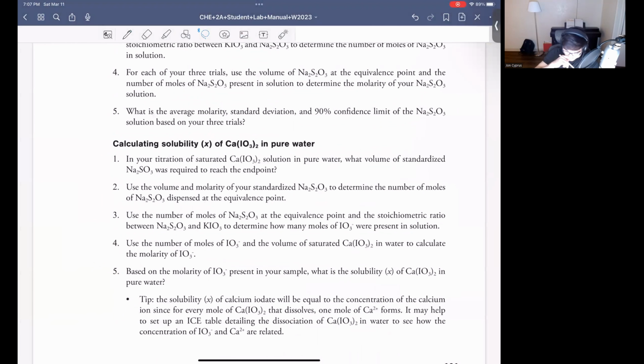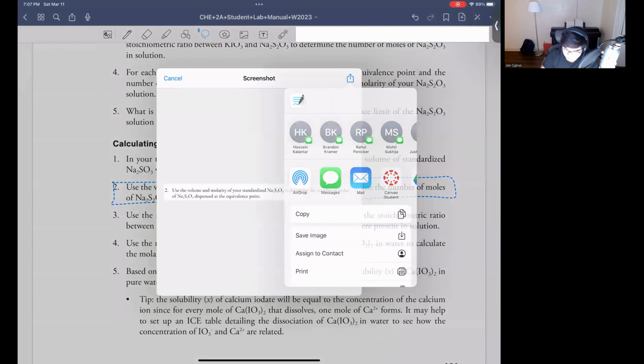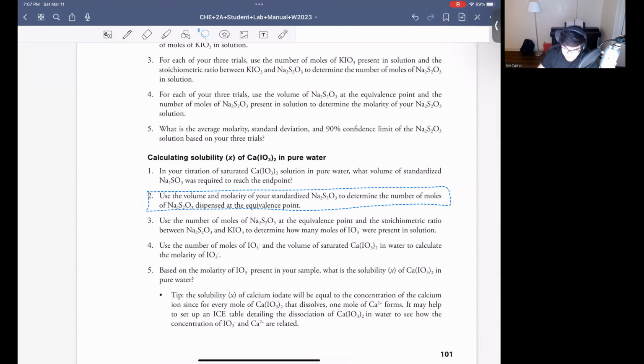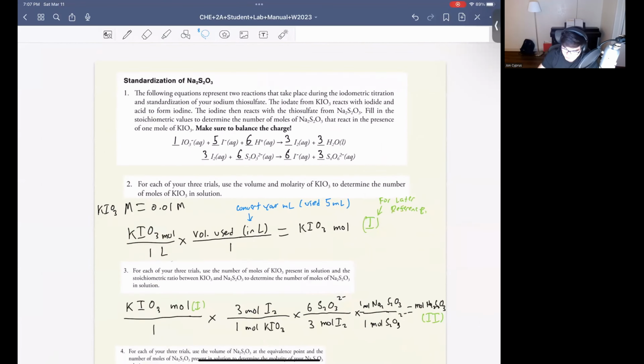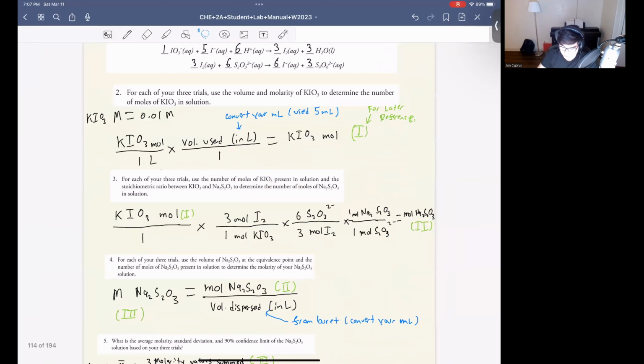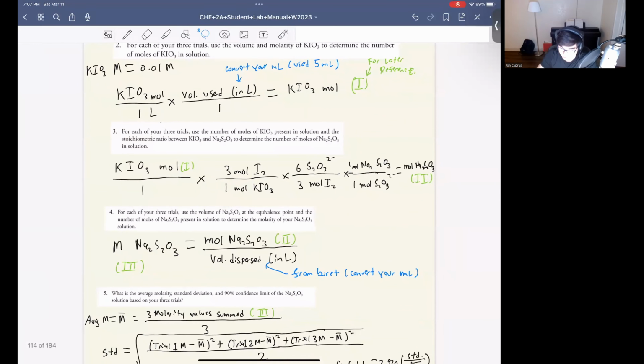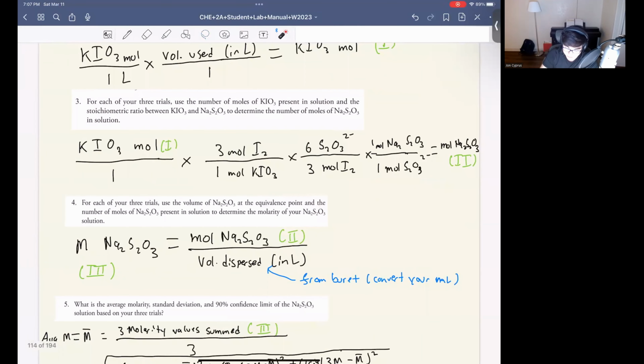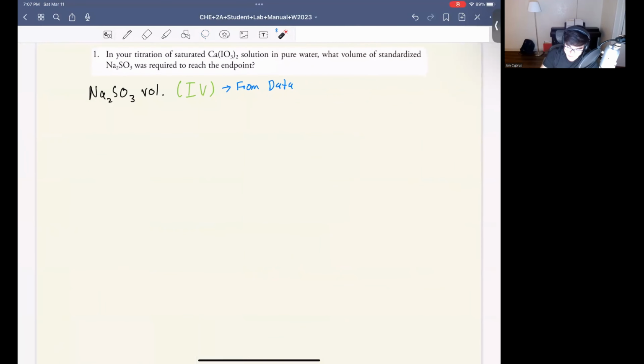All right. Next, you want to use the volume and your molarity of your standardized Na2S2O3 to determine the moles dispensed at the equivalence point. So you figured out the molarity of this solution for the last one, question 4. I've referred to this as 3. I will be doing so here.